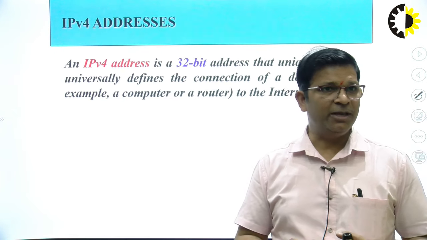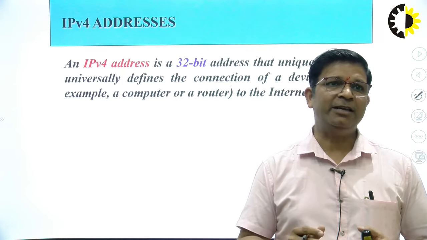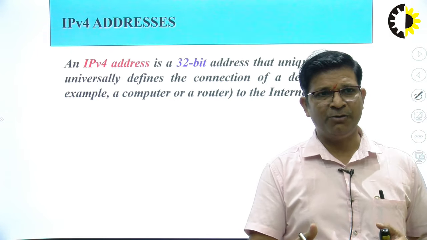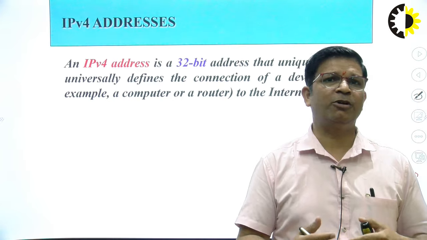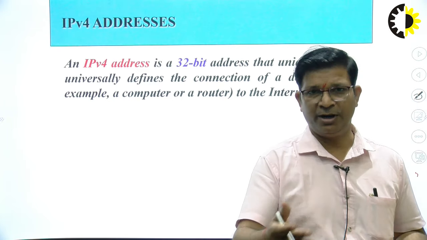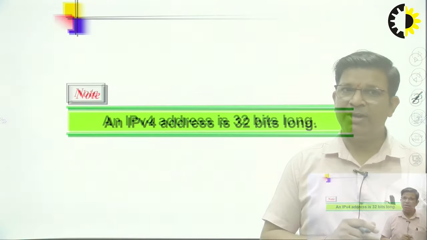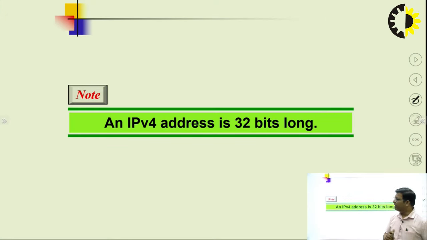If there is a duplication of an IP address, as soon as you configure it and the duplicate address is found, it says that a duplicate address is found, and you are not able to connect to the internet or to the network. So, the IPv4 address is 32 bits long. We can define an IPv4 address as follows.